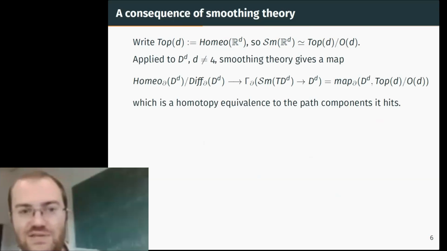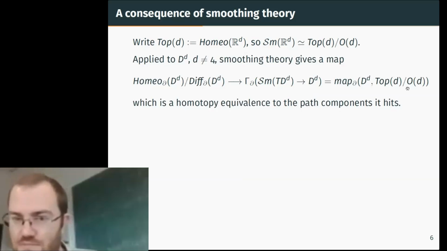So let's apply this to the disk. If we apply it to the disk, it says that homeomorphisms modulo diffeomorphisms is equivalent to a path component of the space of sections of some bundle over a disk. But the disk is contractible, so whatever that bundle is, it has to be a trivial bundle. So sections just means maps from the disk to homeomorphisms of R^D modulo diffeomorphisms of R^D, which we can write as Top(D) mod O(D). And because everything was relative boundary, it's maps from a disk that are fixed on the boundary.